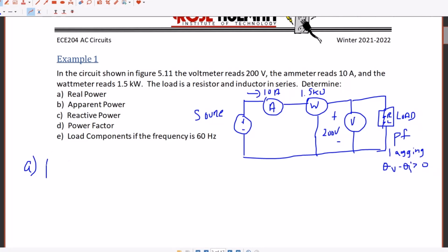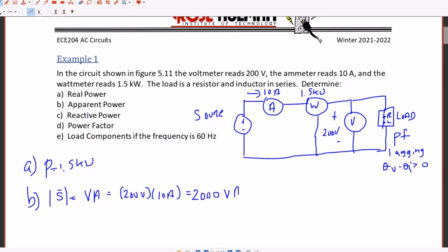Okay. All right. Now, for part B, the apparent power, which is also the magnitude of S, is just V times A. Okay, it's just the volts times the current. So that's going to be 200 V times 10 amps, which is going to be 2,000. And remember, the units for apparent power are volt amperes, or you can put 2 kVA.